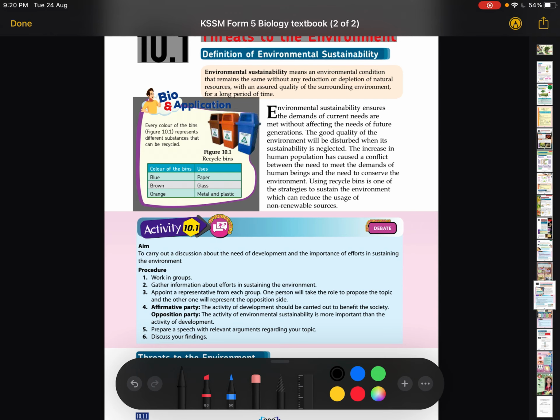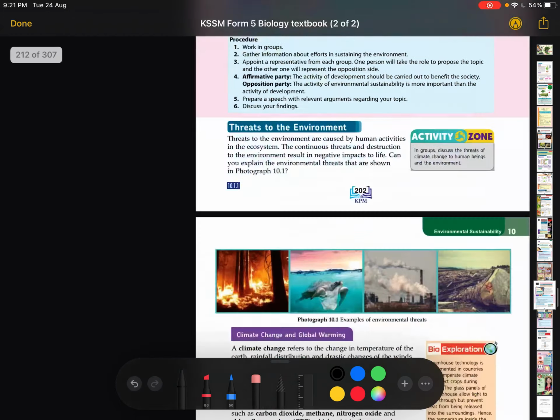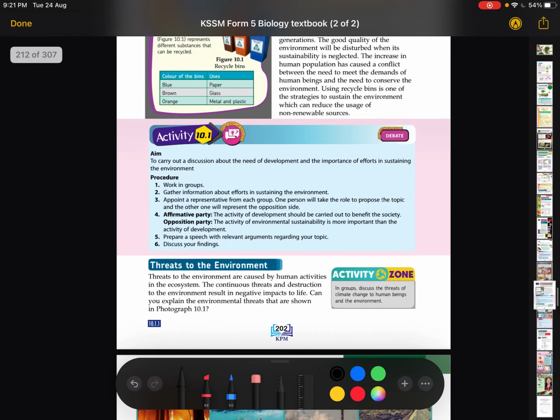So, environmental sustainability means an environmental condition that remains the same without any reduction or depletion of natural resources, with an assured quality of the surrounding environment for a long period of time. What that means is you want an environment where the resources in this world, the coal, the iron, do not deplete, they do not finish. You want an environment where you don't cause pollution, where you don't use up every single resource in the world. That is called environmental sustainability, just to control your usage so it doesn't finish up.